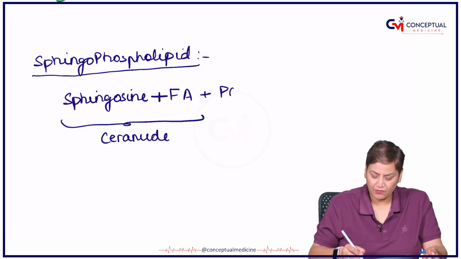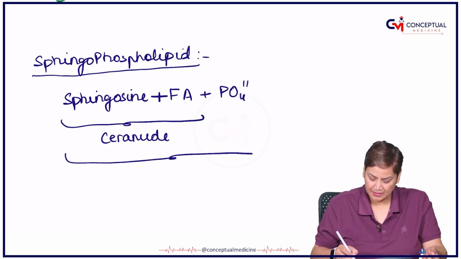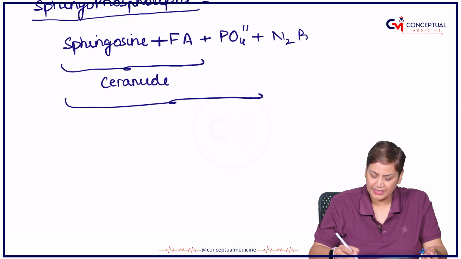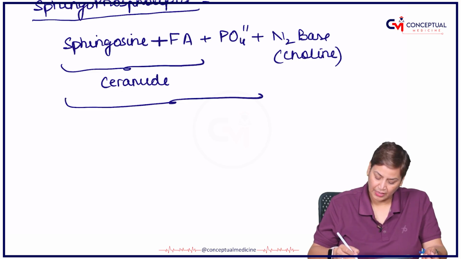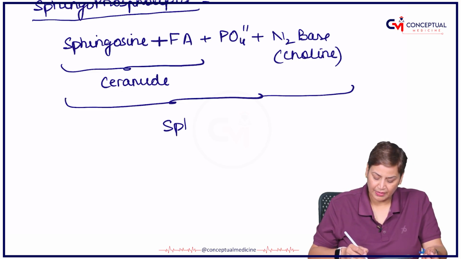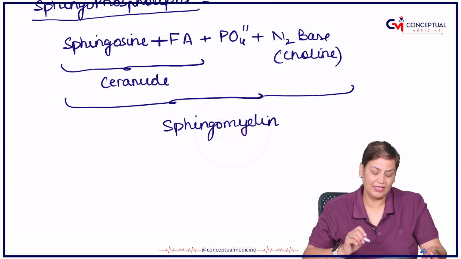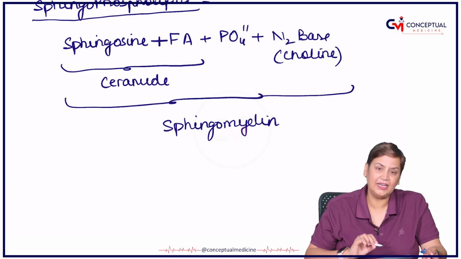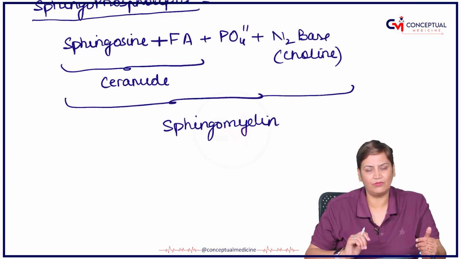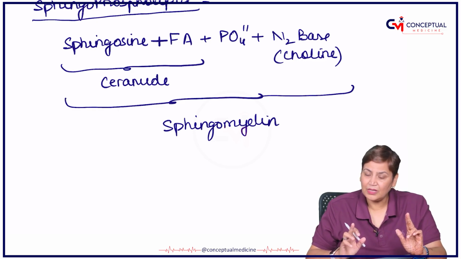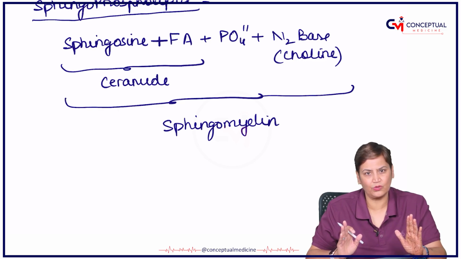When it combines with phosphate, it becomes sphingophospholipid, and when it combines with the nitrogenous base, which is choline, the combined entity will be sphingomyelin. So sphingomyelinase enzyme will degrade them accordingly. Ceramidase enzyme will degrade them accordingly. So this is how we have to learn, right? So this is the first class of conjugate lipids, which is phospholipids.